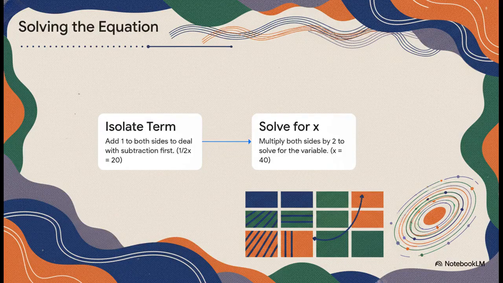And here's the real key. To solve this, you actually have to work backwards. You have to reverse the order of operations. So first, you get rid of that subtraction by adding 1 to both sides. Boom! You get 1/2 x equals 20. Then you undo the multiplication by multiplying both sides by 2. And just like that, you land on the right answer, x equals 40. It's such a powerful lesson in precision, and it's all hidden right there in a simple line.